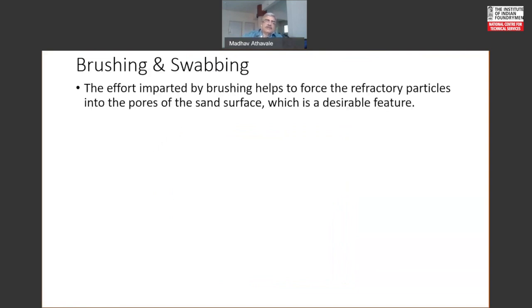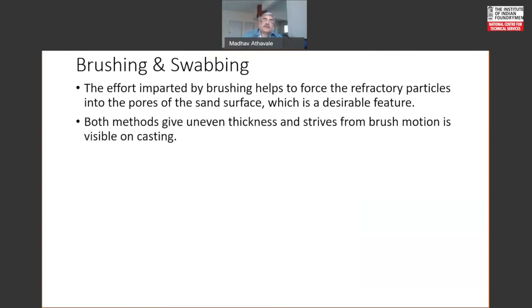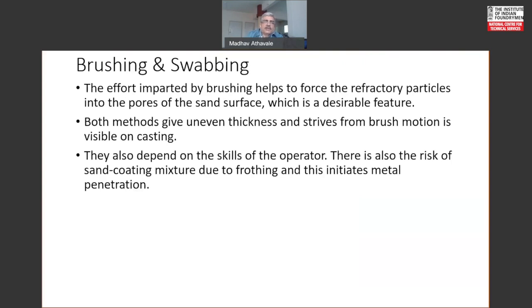Let's look at a few key points. Because there is an effort which is imparted by either brushing or swabbing, you are able to force the refractory particles into the pores of the sand surface, which is a desirable feature. But both brushing and swabbing will give uneven thickness because they are highly manual. Plus strives or the brush marks will be visible on the casting. Many of you who have made these large iron and steel castings would have seen this. Brush marks, they don't level off fully. They also depend on the skills of the operator. You need a skilled operator to get as smooth and even a surface as possible.